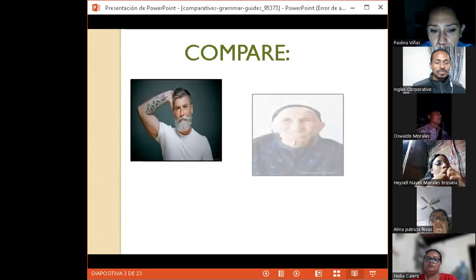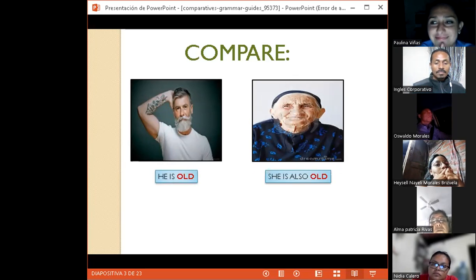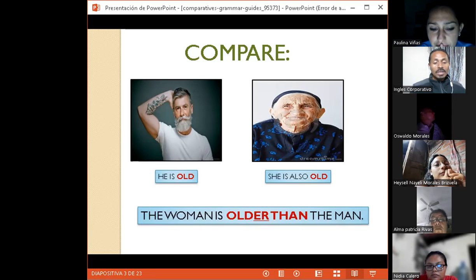More examples. He is old. She is also old. One syllable, old. So the woman is older than the man.